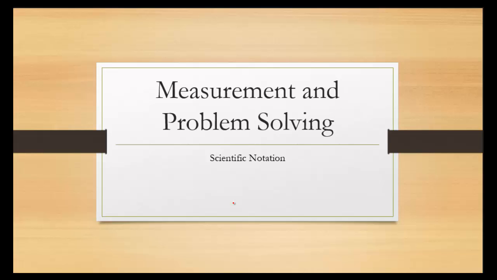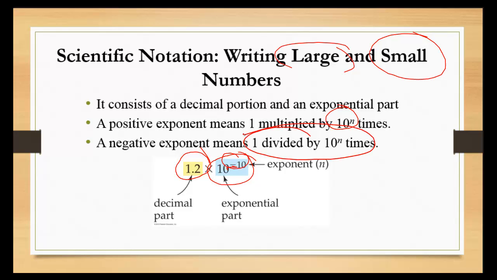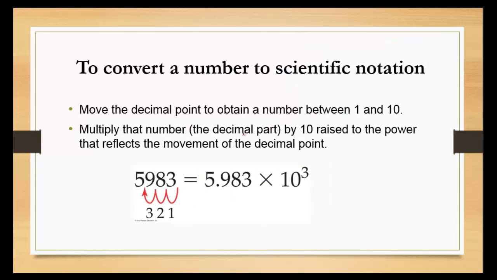In this tutorial, we will be discussing scientific notation. Scientific notation is a way of writing very large or very small numbers compactly. It consists of a decimal portion and an exponential portion. A positive exponent means 1 is multiplied by 10 to the n times. If it's negative, such as this, that means it's divided by 10 to the n times.